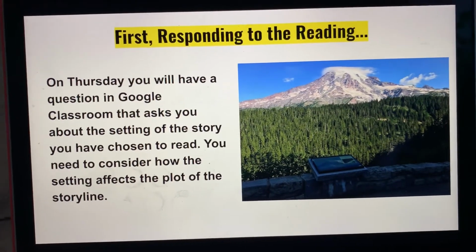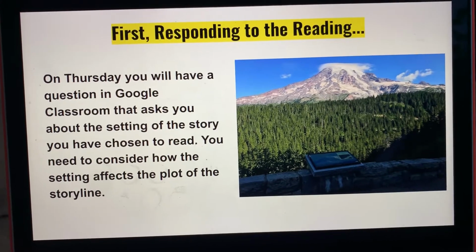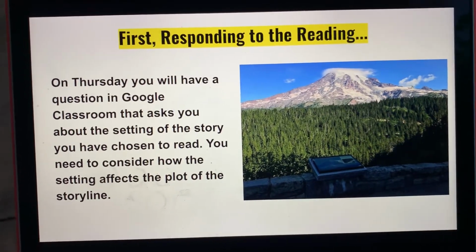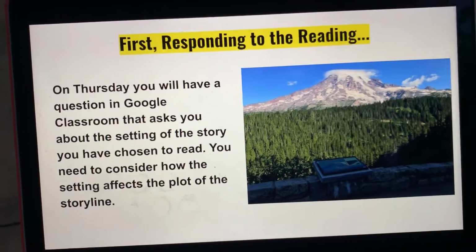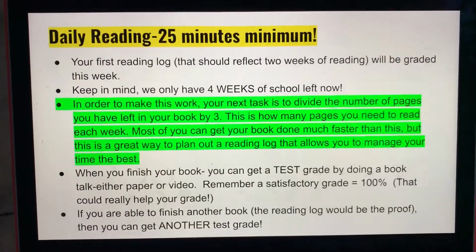Because the author picked that setting for a reason. They didn't just say, oh, I like Alaska, I'm going to put it in Alaska. No, it has to have a reason. So look at its impact. How is it making a difference?